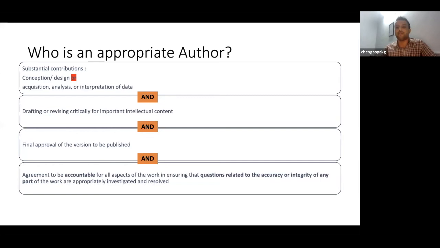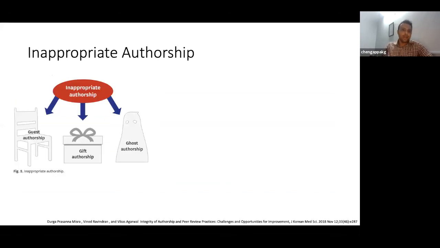It's not that I have only done experimental work and he has only done clinical work and I can't be responsible for clinical work. That does not work. All the authors are responsible for all of the content in the manuscript. So anybody who satisfies all the 4 criteria is only known as an author. Anybody else who does not satisfy at least one of these can be acknowledged, but they should not be shown as authors. So then there are issues of inappropriate authorship.